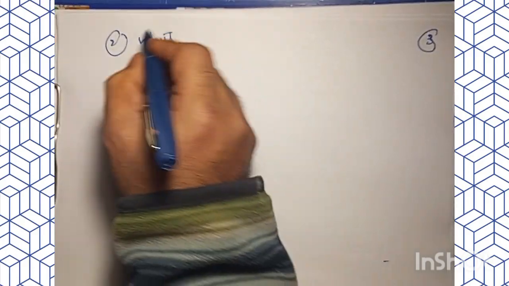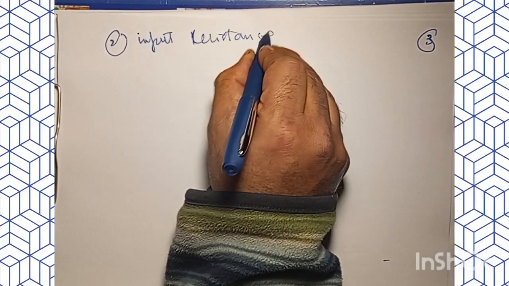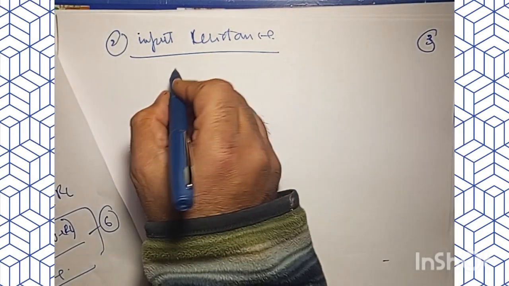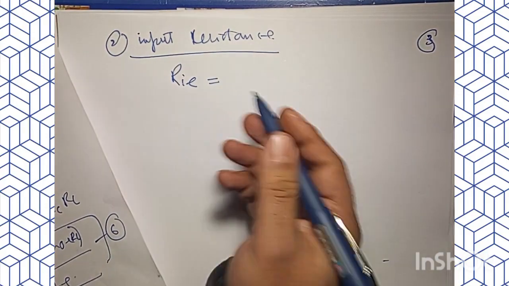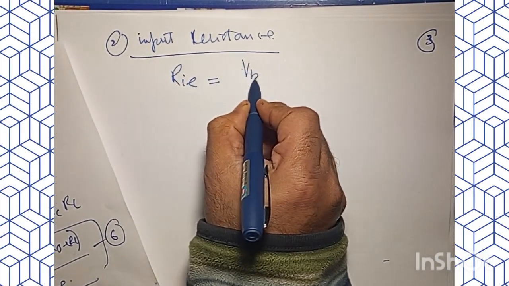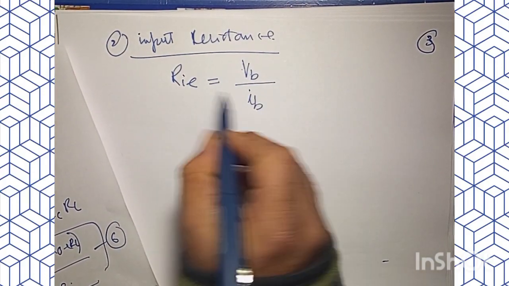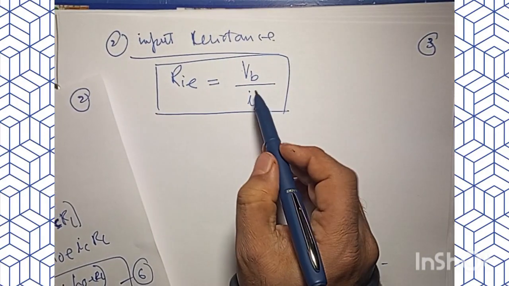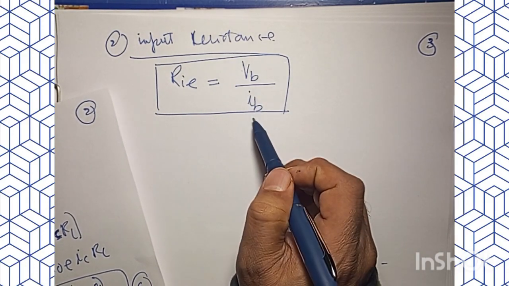Now, the next important thing is input resistance. We want to calculate the expression for input resistance. In order to do that, I would like to call that RIE. I think it is clear to you why I'm taking it as RIE. And this must be the ratio between base voltage divided by base current. This should be the case for common emitter configuration, the ratio between base voltage and base current.